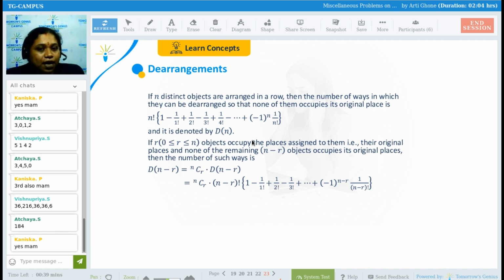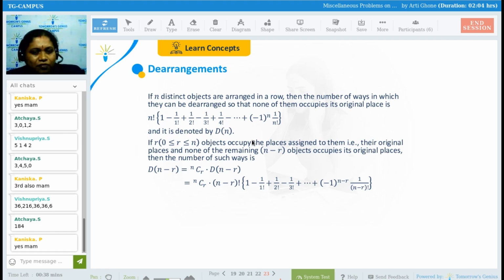position or place is n factorial times (1 minus 1 upon 1 factorial plus 1 upon 2 factorial, and so on). The signs alternate, and the last sign depends on n. If n is even, the last term will be plus. If n is odd, the last term will be minus. Clear? We have to go up to the number of factorials: if I have 5 objects, we go up to 5 factorial; if we have 4 objects, it will run up to 4 factorial. This is how you have to learn the de-arrangement formula.